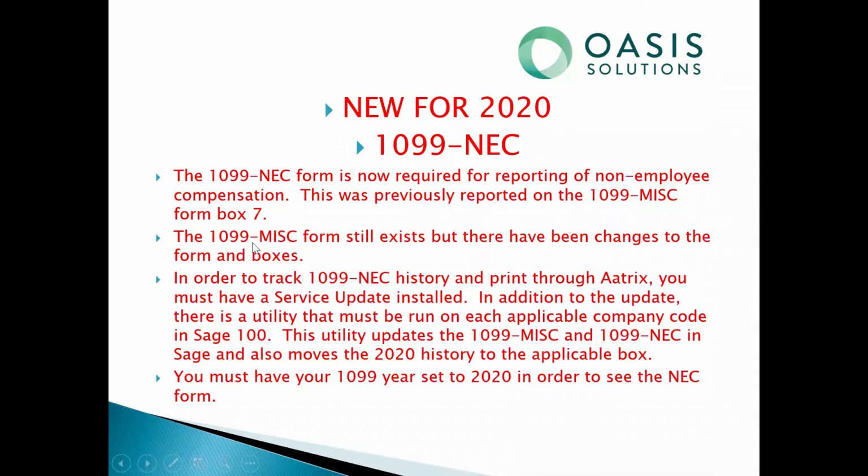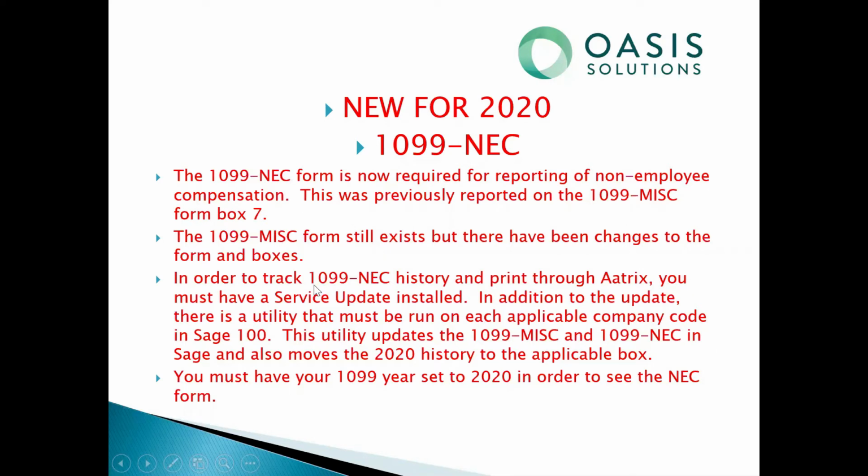The miscellaneous form still exists. It's there for things such as rent, royalties, and a variety of other things. So it still exists and is still applicable. It's just that box 7 is no longer applicable and is replaced with the NEC form.